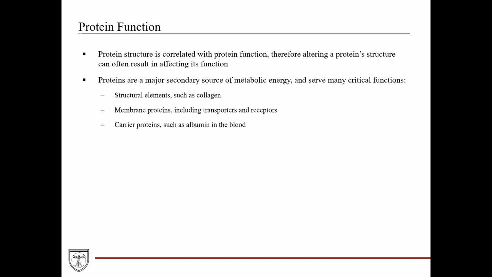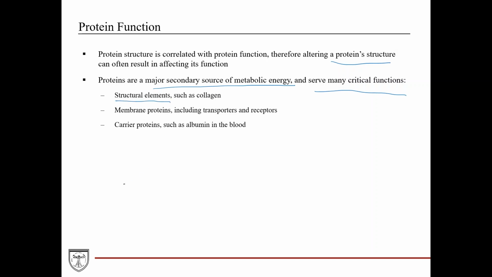So protein function, as we've said many times in this lecture, is correlated with protein structure, and therefore altering the protein structure can affect the function. Proteins are also a major secondary source of metabolic energy. We ingest proteins in our diet, break them down to amino acids, which then undergo further metabolism, which helps produce metabolic energy. And then proteins can also serve many other critical functions.